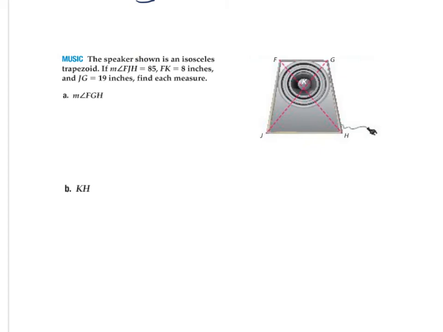All right, let's look at this problem. We have a speaker that's shaped like an isosceles trapezoid, which means, as we know, that our legs are congruent. We know that the bases are parallel. We know that our base angles are congruent, and that a base angle with the other base angle is supplementary, so these two angles would be supplementary. It says that the measure of angle FGH is 85, so this angle right here is 85 degrees.